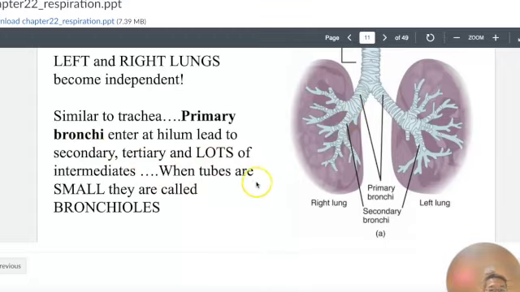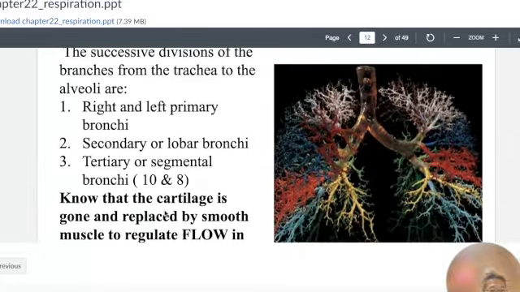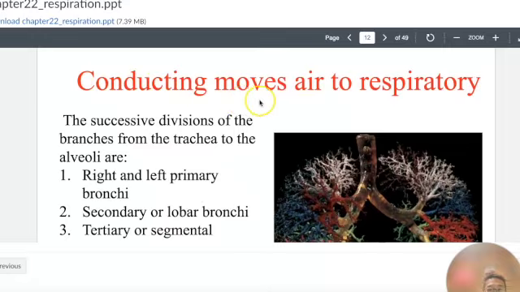Lots of intermediate. When the tubes are small, they become bronchioles. So it starts with bronchi, primary, secondary, and then smaller and smaller ones are called bronchioles. We'll see in a minute. So the conducting zone moves air to the respiratory zone.